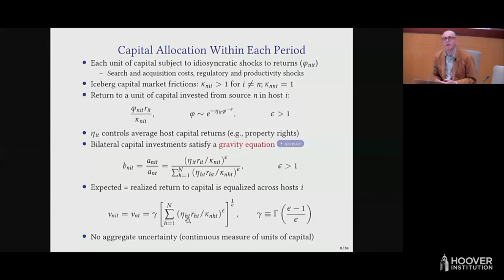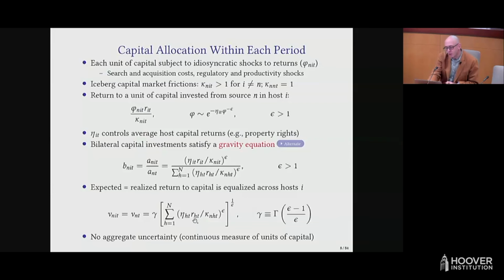So what does that say? Well, although the rental rates differ across countries, as we just discussed, the expected return to these investments, once you take account of the idiosyncratic draws, is equalized across all the destination countries. And that means that each origin country, N, has the same rate of return across all the destination countries where it's allocating its capital. That's crucial to keeping the model tractable. Why? Because it means we have this common rate of return to investment that goes into the intertemporal problem we just looked at in the previous slide.